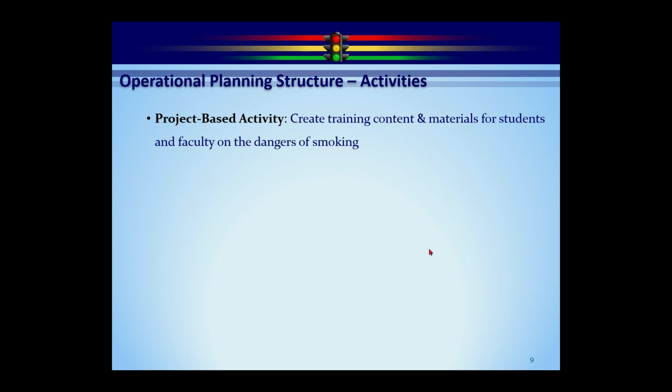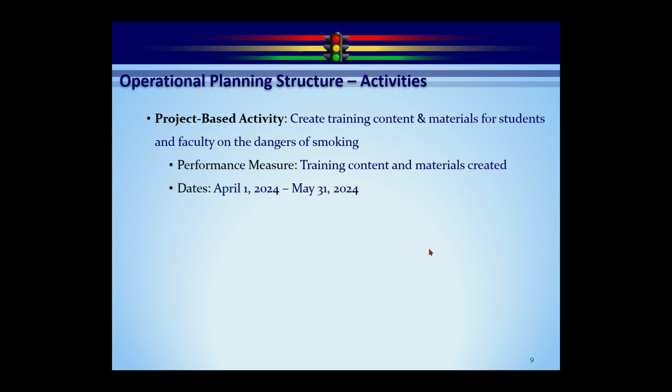So, it's a project. The performance measure for every activity basically defines how do I know when I've successfully completed the activity. Now, the project-based activity is the only one where you manually create the performance measure. The other 2 types kind of automatically do it for you in here. So in this case, what we're saying is once the training content materials have been created, we're done with the activity here. We have a date range in here, beginning and ending date.